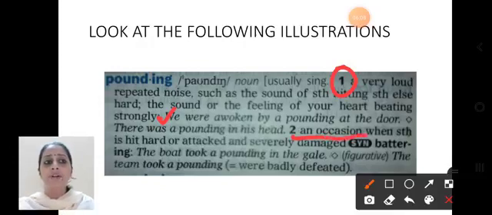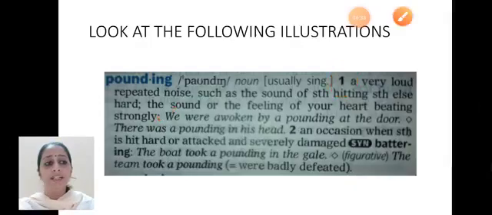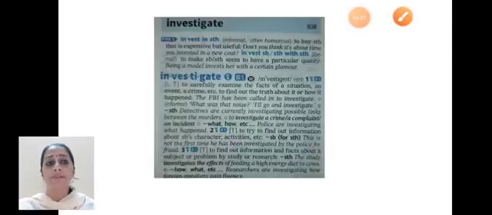This is the second meaning. An occasion when something is hit hard or attacked and severely damaged. That's the second meaning. And the synonym for that is battering. Example sentence is the boat took a pounding in the gale. I hope, students, it's clear to all of you. Let me give you one more example.